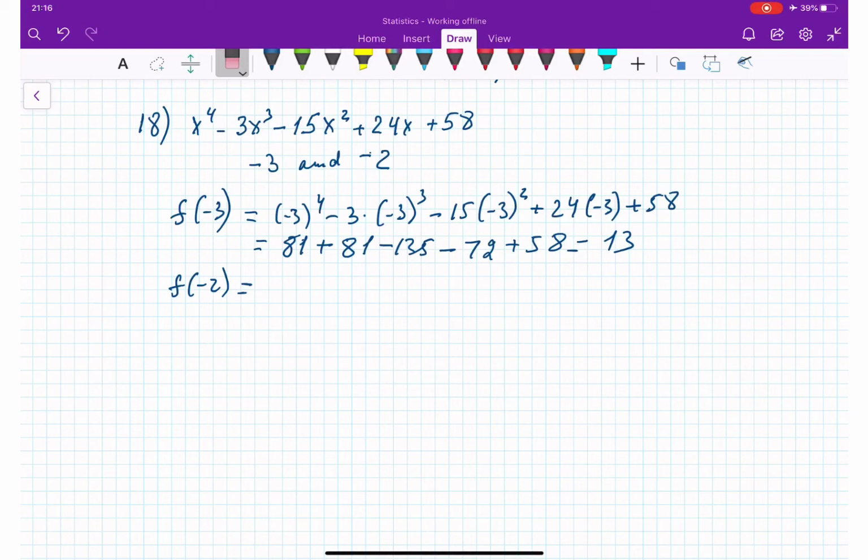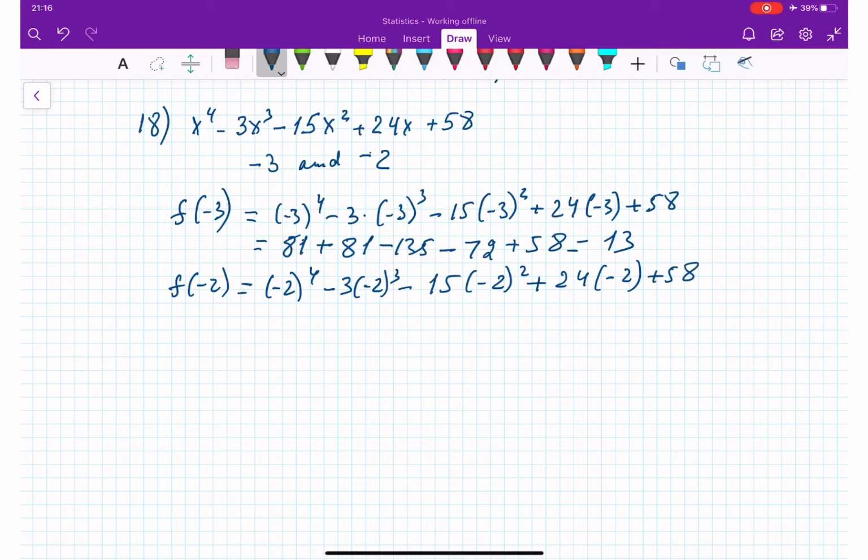F of -2, it's going to be -2 to the power 4 minus 3 times -2 to the power 3 minus 15 times -2 to the power 2 plus 24 times -2 plus 58. And if you do this math, because I already did, to save time, it's going to be -10.